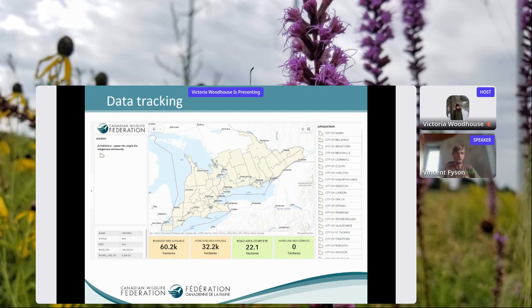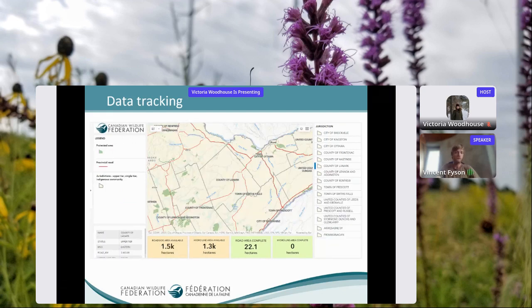The main purpose of the dashboard is to track progress made on restoring rights of way at the upper and single tier municipality level. From the dashboard, it's possible to see how much restorable right-of-way habitat there is, where that habitat is located, as well as what has been restored. The dashboard is an interactive tool, so you can click on a municipality to see the rights-of-way information and restoration information. Next slide, please.